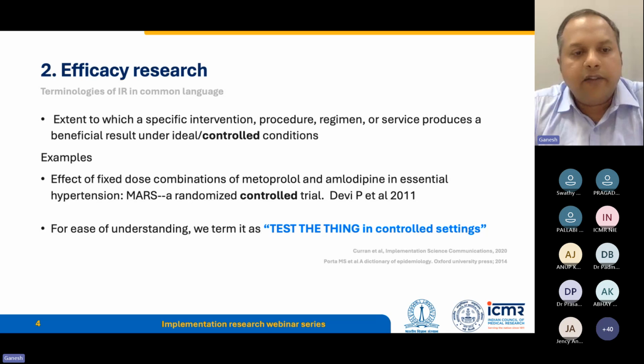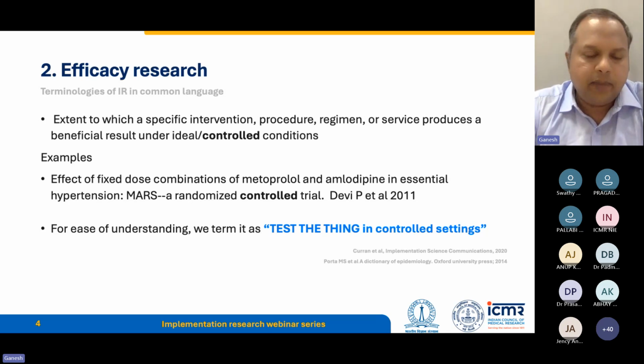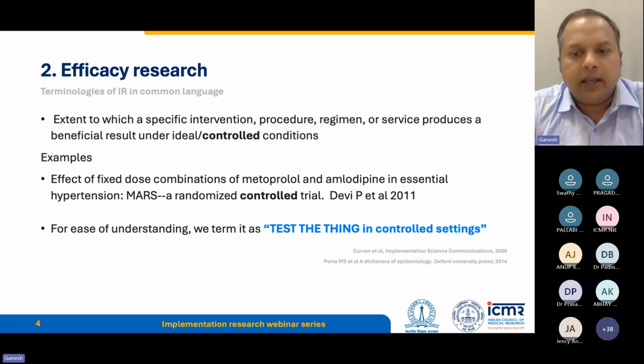And what we are doing here is testing the thing in a controlled setting. So I'm introducing this particular terminology. Efficacy research is testing the thing in a controlled setting. And that thing here is the intervention. And that intervention here is a fixed dose combination of metoprolol and amlodipine.